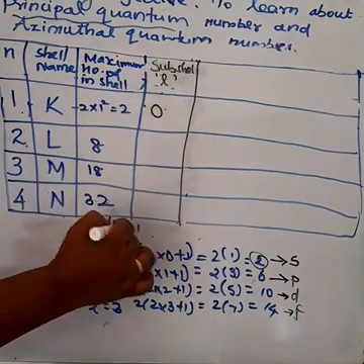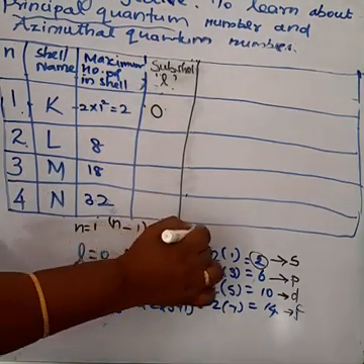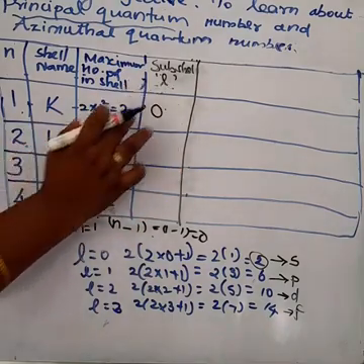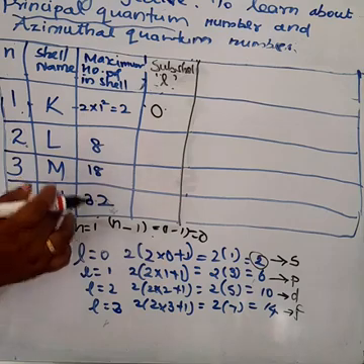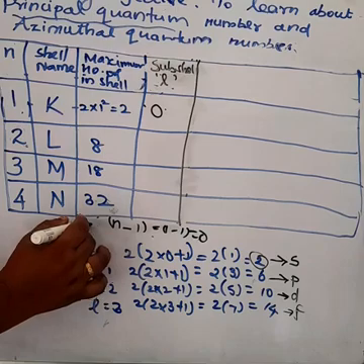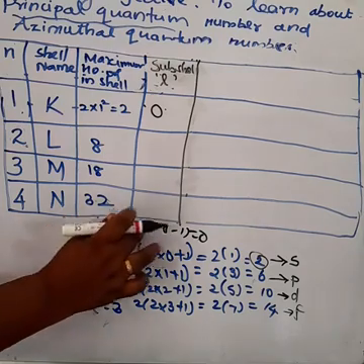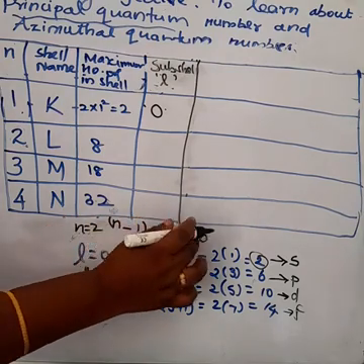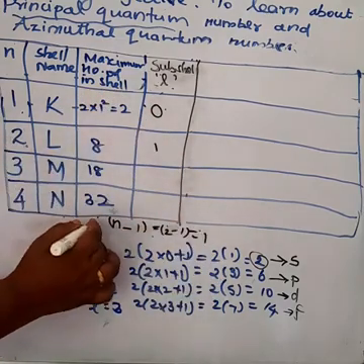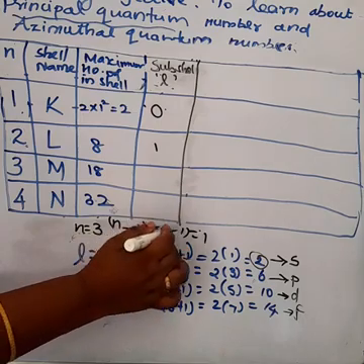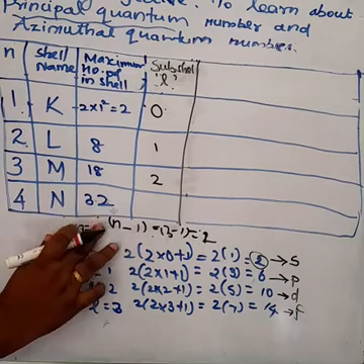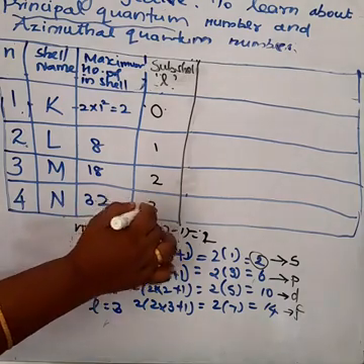And the second subshell: the value of L is n minus 1. For the second shell, n is equal to 2, so 2 minus 1 is 1. And then n is equal to 3 means 3 minus 1, 2. And n is equal to 4 means 4 minus 1, we get 3. These are the subshells. L is equal to 0, 1, 2, 3.